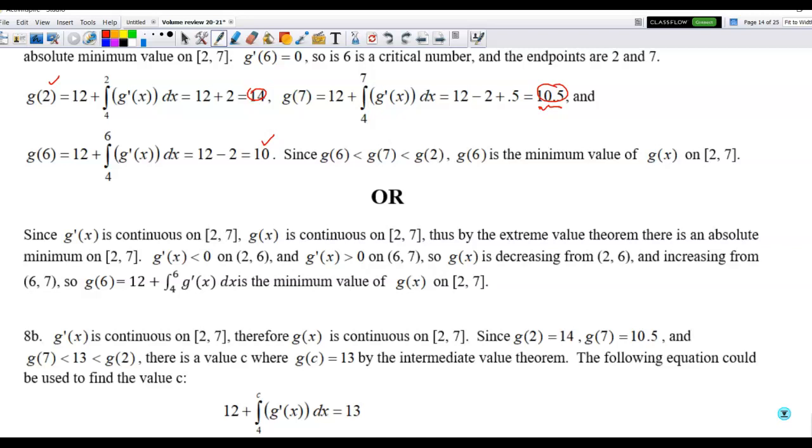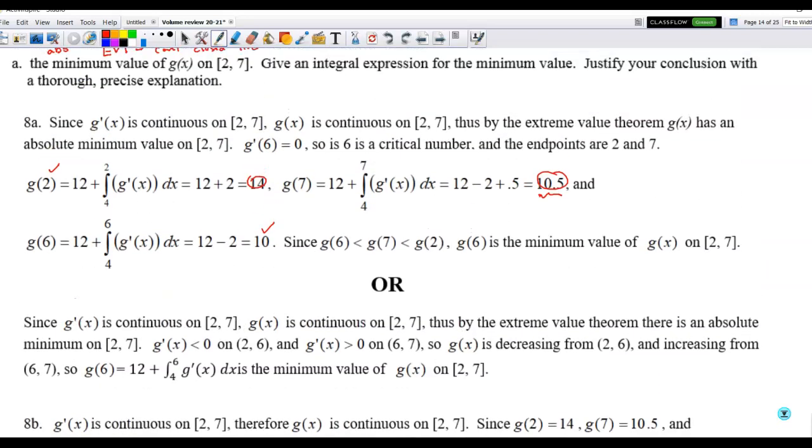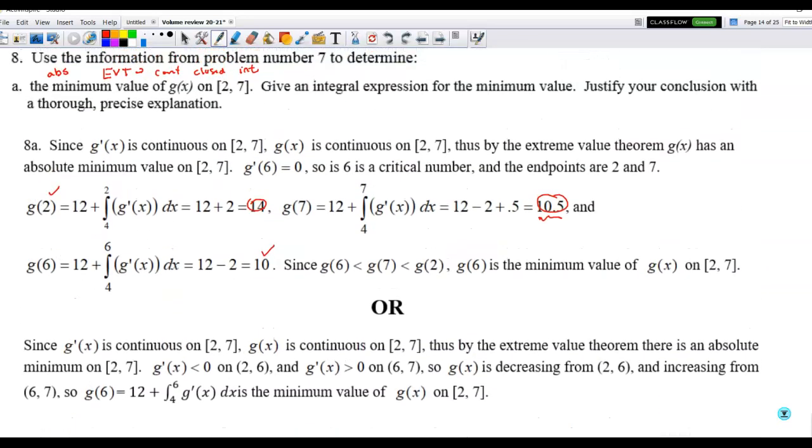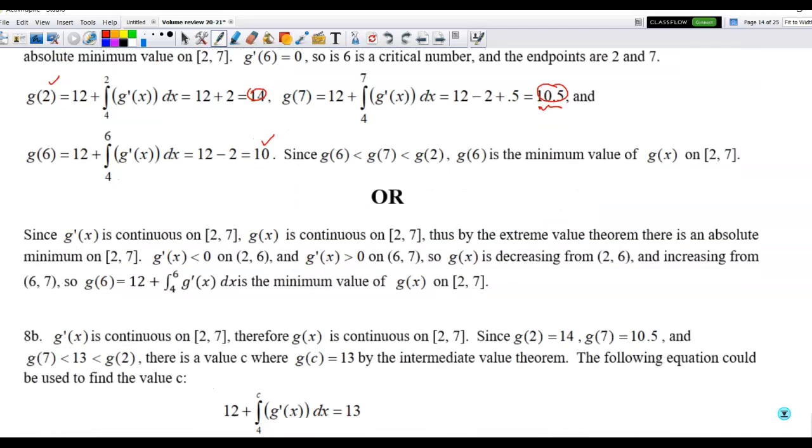Another way to explain it is state the condition, and then you can talk about g prime being less than 0 from 2 to 6, and g prime of x being greater than 0 from 6 to 7, and then what does that mean? G decreases from 2 to 6 and increases from 6 to 7. So g of 6, and I don't think it said that. Did it say find the minimum value? It might have. Given it justify, determine the minimum value. So yeah, I wrote an integral to represent the minimum value on 2 to 7.